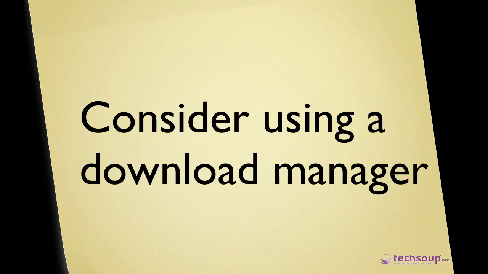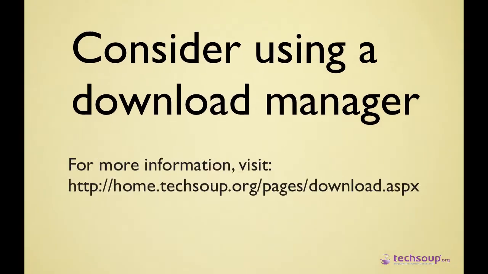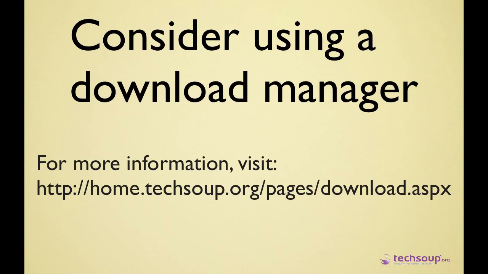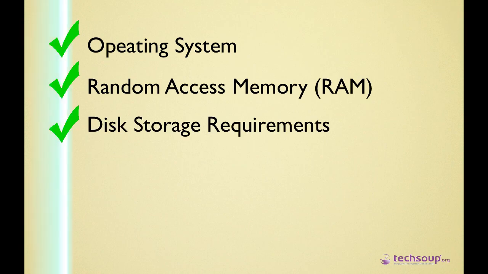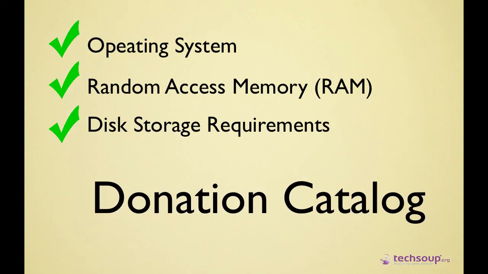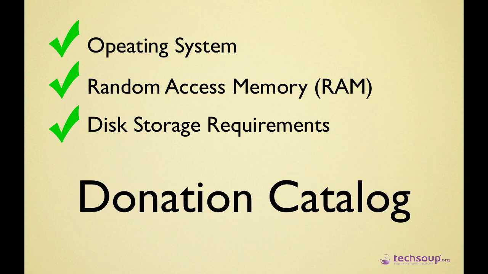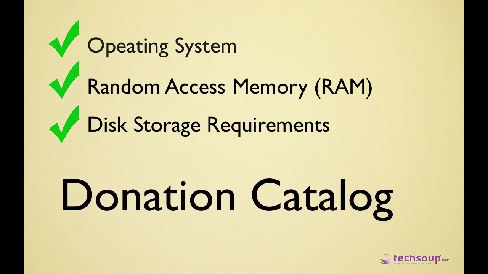Finally, consider using a download manager. A download manager will help you to optimize the download process. Download managers divide large files, which can help to accelerate the process for you. For more information, visit the link provided on your screen. Information about operating system requirements, RAM, and disk storage space requirements are provided with every product you find in our donation catalog. When in doubt, always check with your organization's information technology, or IT, team first.